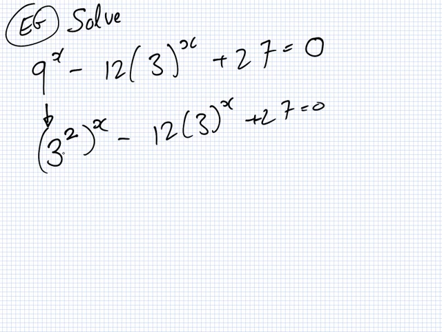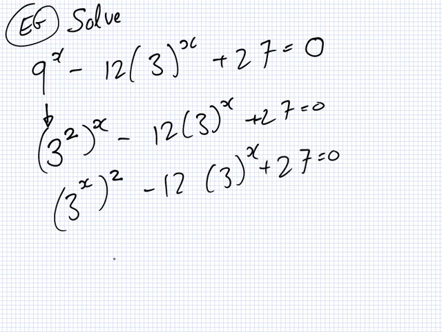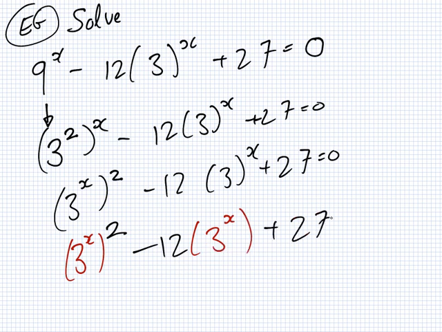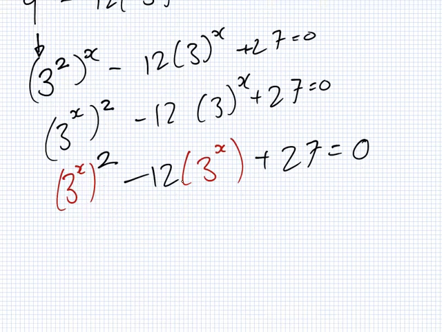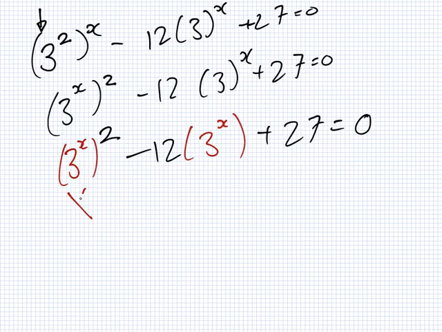Here, instead of saying 3 power 2 power x, it's actually better to say 3 power x power 2. It's the same thing. But hopefully some of you, if I use a different color now, would have spotted we have this: (3^x) squared minus 12 times 3^x plus 27 equals 0. So if you look at this, this is like x squared minus 12x plus 27.